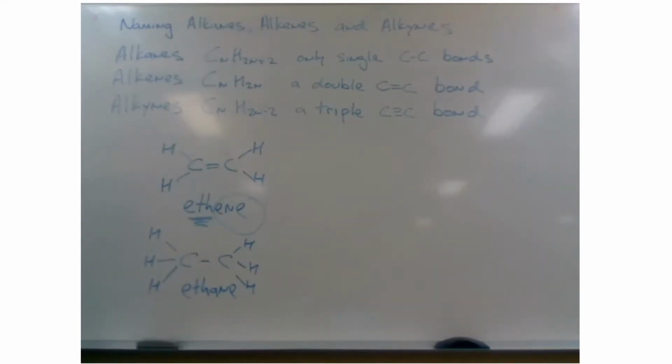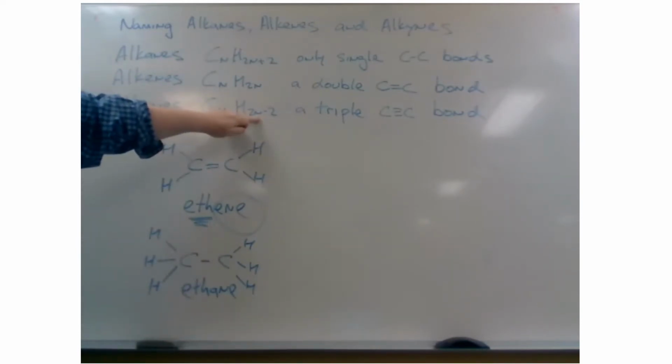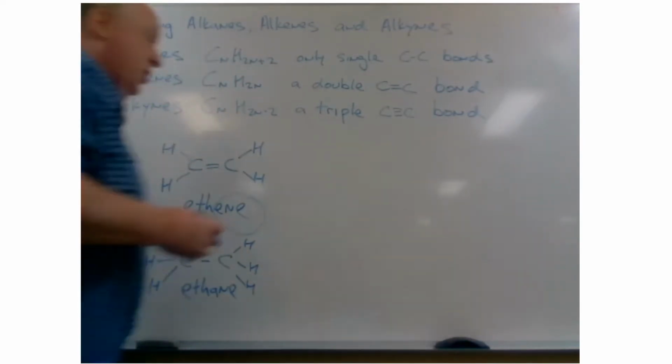Okay, so ethyne, triple bond. As we can see, to make a triple bond from this, we have to remove 2 hydrogens, and that's why the general formula is now not CnH2n for an alkyne, but is going to be 2 hydrogens less. So let's draw that structure.